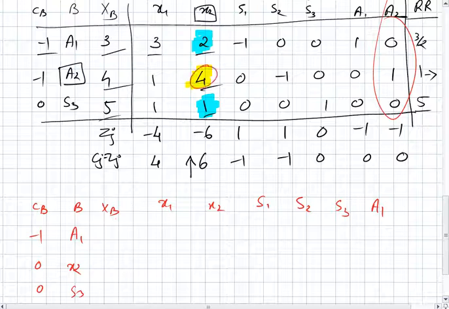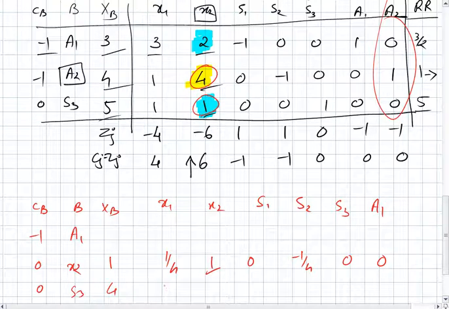And now to make this entry 1, we have to divide everything by 4. So we are having 1, 1 by 4, 1, 0, -1 by 4, 0 and 0. Now to make this entry 0, we have to subtract from this row. So 5 minus 1, that is 4, 1 minus 1 by 4, that is 3 by 4, 1 minus 1 is 0, 0 minus 0 is 0, 0 minus -1 by 4, so 1 by 4. Here 1 minus 0 is 1 and 0 minus 0 is 0.